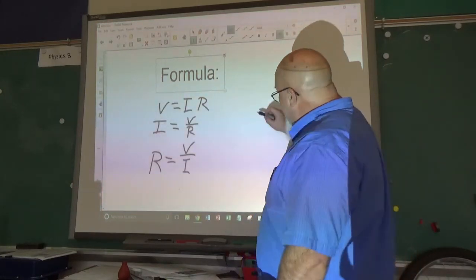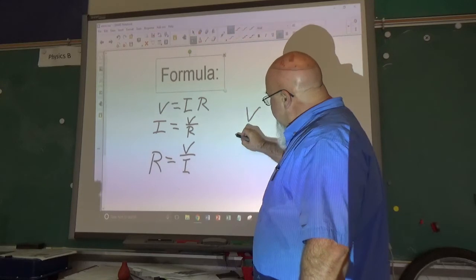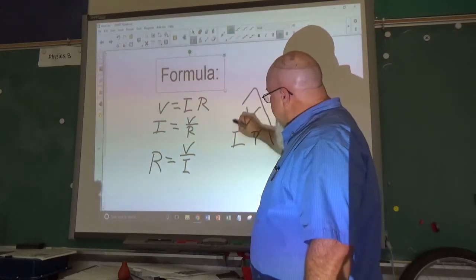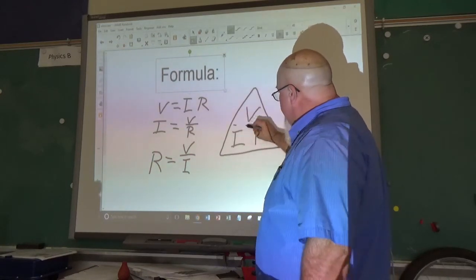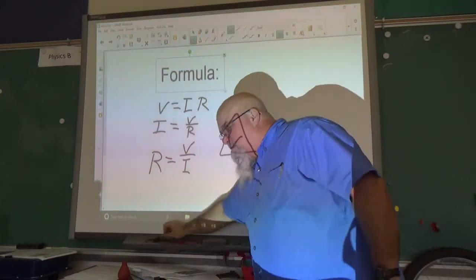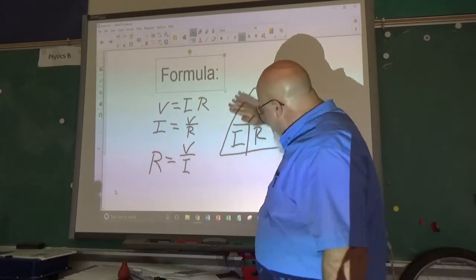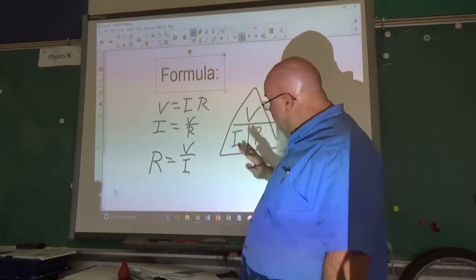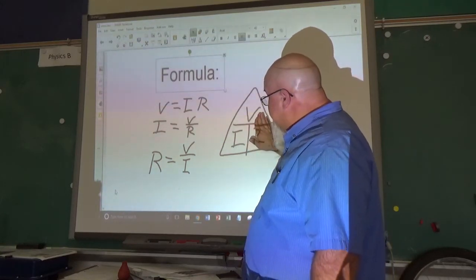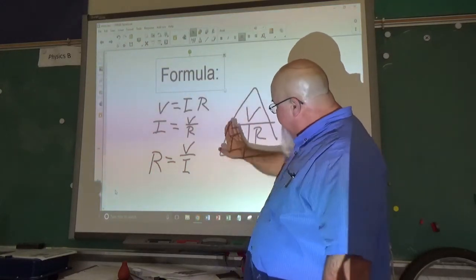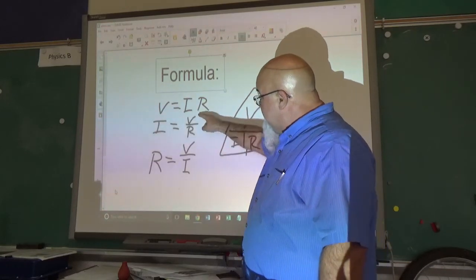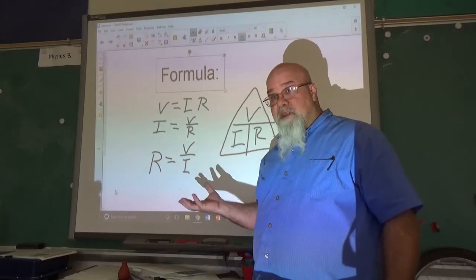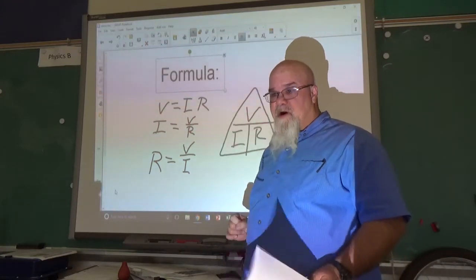For people who like the triangle or the circle, we could do the V, IR, and the triangle circle. If you remember, by covering what I want to solve for, I get it. If I cover V, I want to solve for V, I and R next to each other, I times R. If I want to solve for resistance, I would put V over I. If I cover I to solve for current, that'd be V over R. Whichever one makes you happier, use it. At least write the three permutations out.